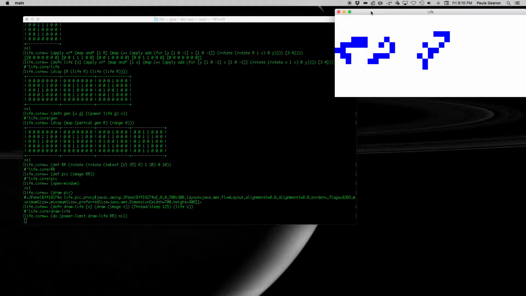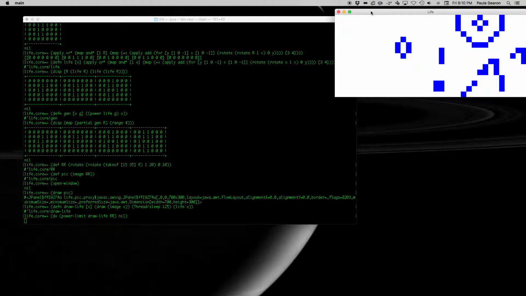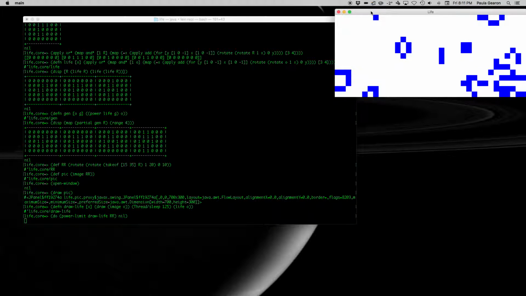There we see it running. The way we've coded it with rotations, we've produced life on a torus, so the edges wrap. So there you are. Life in Clojure.